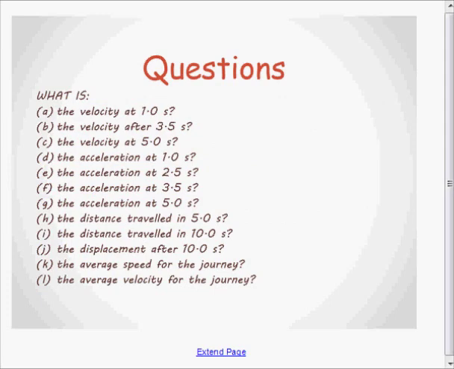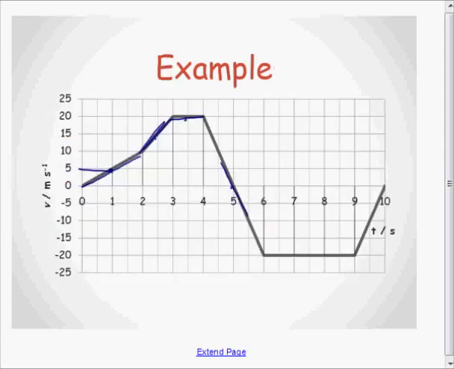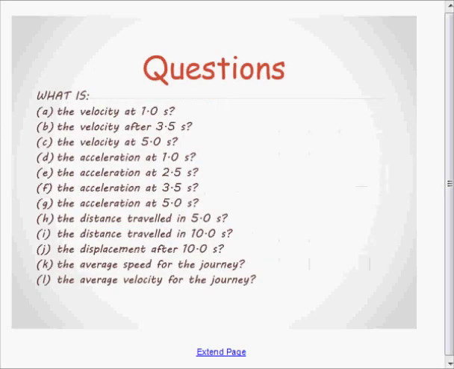The distance traveled in 5 and the distance traveled in 10. To find these, it's the total area under the graph. So in 5, you can just split it into triangles like this, a square there, a triangle there, and so on, and another square there, and you can work out the total value. And then if you're going to work it out for 10, you add it. So you get the total distance covered.